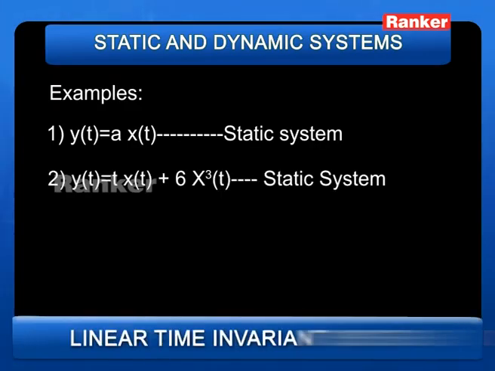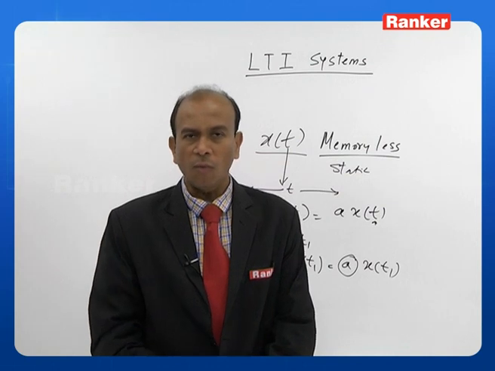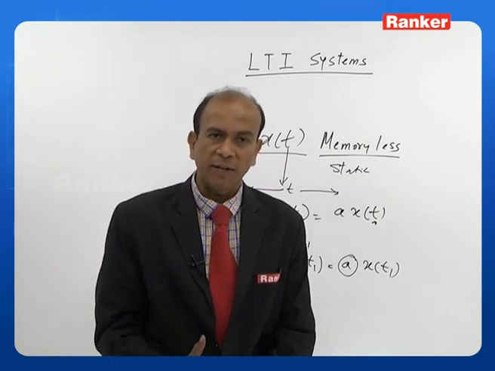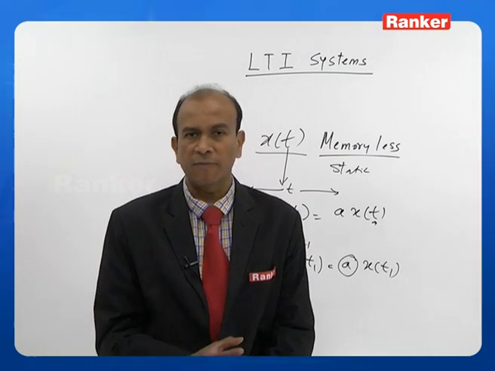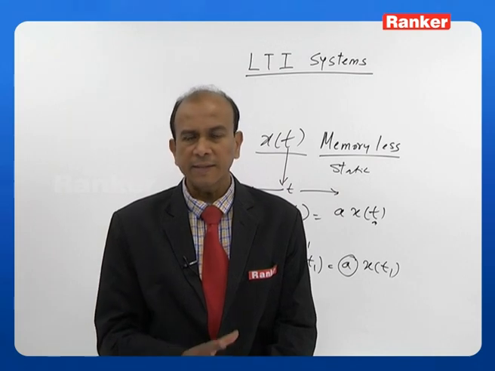Similarly, if you look at the second one, y of t is equal to t x of t plus 6x cube of t. This again is a static system, as there is no value of t which refers to a time less than that particular time, or to the future also. So this again is a static system.